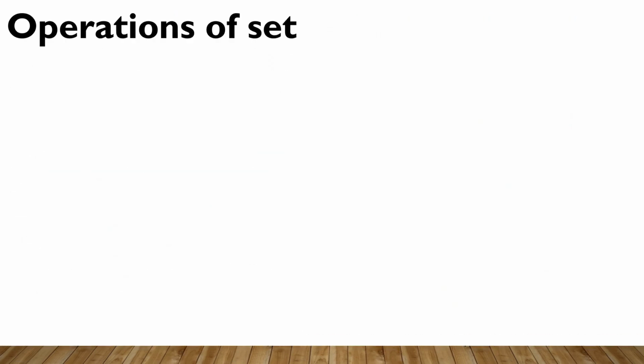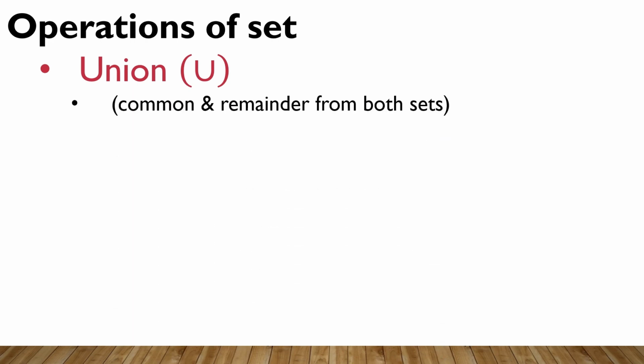Now we are going to discuss operations of set. Here we are going to discuss 4 operations of set. First one is union, which is represented as a capital U like structure, which means common and remainder from both sets. It means if we list out the elements, common elements from both sets, and then the remaining elements from both sets.